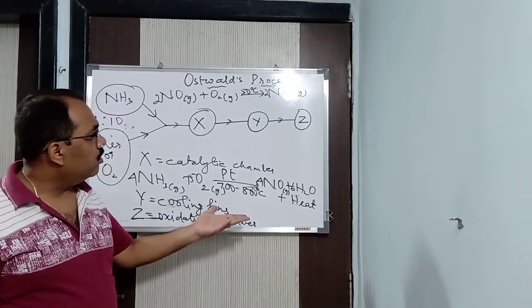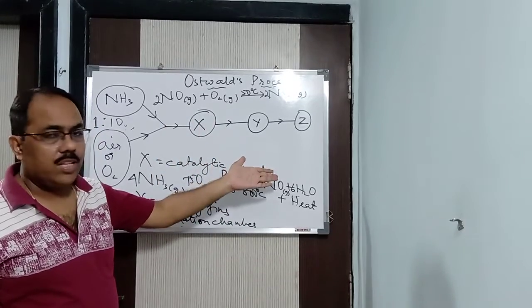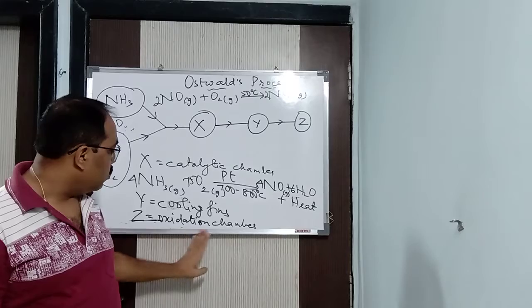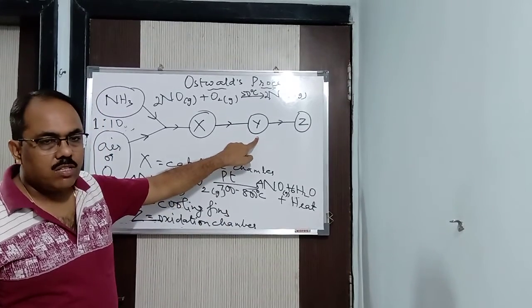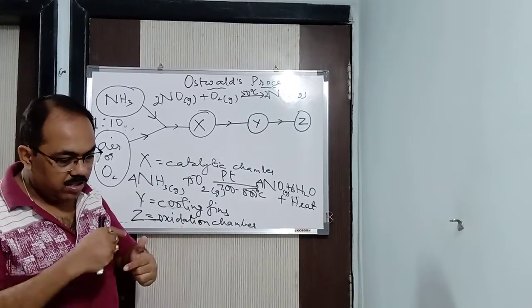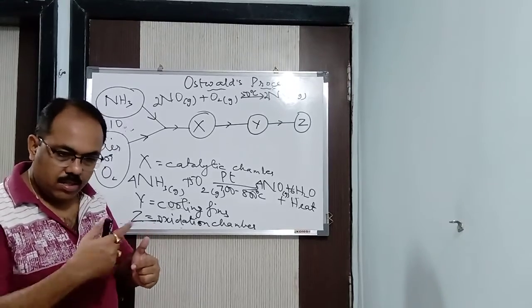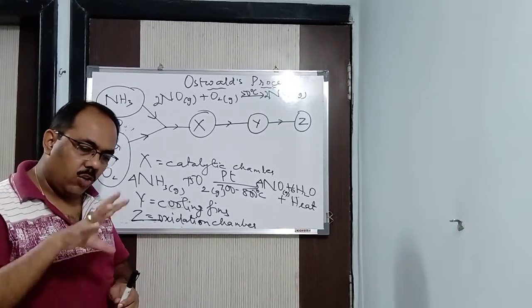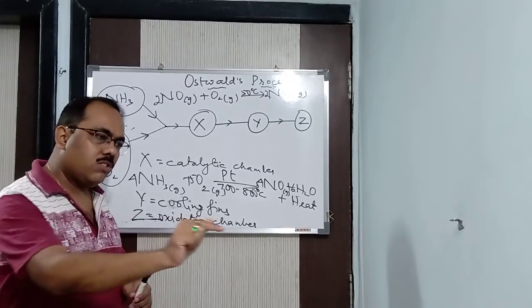So what is the use then? If I get back nitric oxide again, what is the use? For that purpose, first I am passing through cooling fins. Cooling fins consist of what? Copper pipes. Or you can take a copper tube which is packed over with ice. So the ice will lower down the temperature of the copper pipes. And when the gas passes through it, which gas?